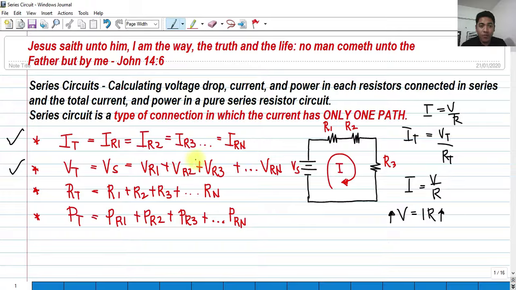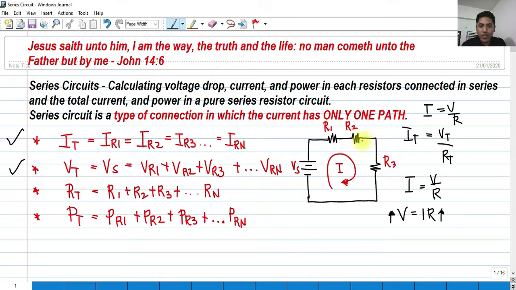But if they don't have the same resistance, what will happen? The total voltage in the circuit should be equivalent to the supply voltage. The maximum voltage in a circuit is the supply voltage, and the supply voltage is simply equal to the summation of the voltage drops across each resistor. So if we have N resistors connected in series, then we have VR1 plus VR2 plus VR3 and so on up to N resistors. In this case we only have 3, so we use this formula. But if there are more than 3, we add VR4, VR5, etc., as long as they are connected in series.